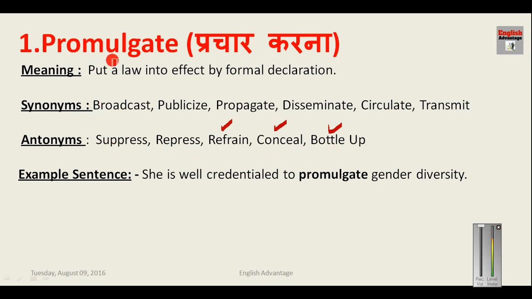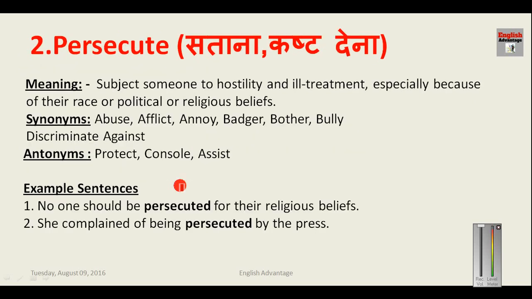Which word? Promulgate. Promulgate simply means to promote something, to broadcast something, to publicize something, to propagate something. Now here I have given the example sentence. She is well credentialed to promulgate gender diversity. Okay, so this is the example sentence. Now let us look at the next word, that is persecute.